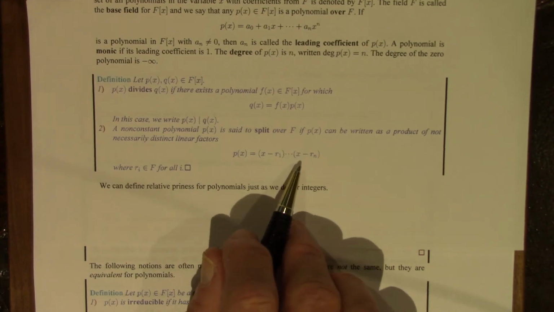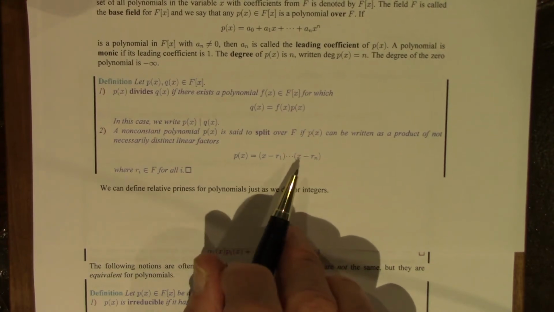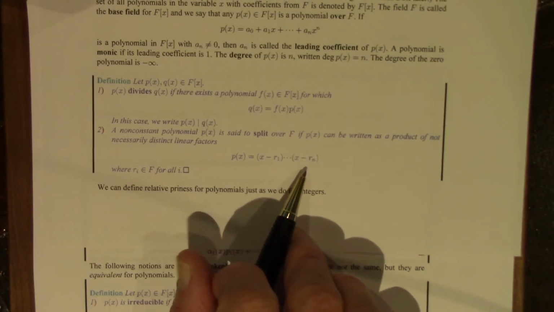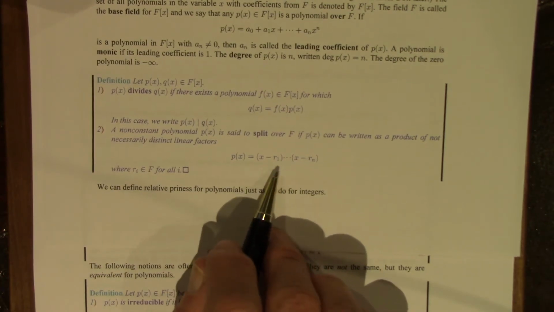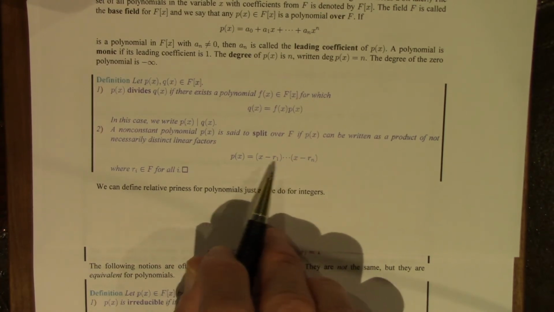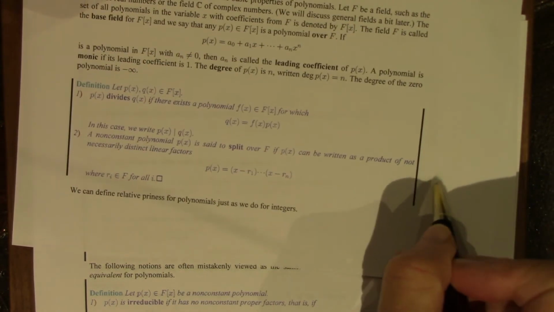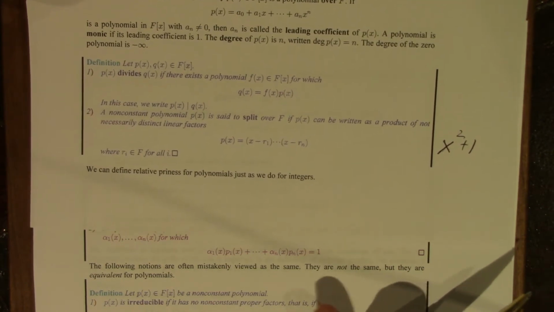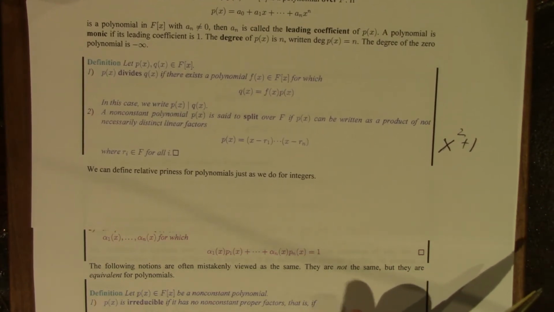So as you may know, all complex polynomials split over the complex field; they can be factored into a product of linear factors. Over the real field, that's not the case. X squared plus 1, for example, is a real polynomial, and it does not split over the real field. It splits over the complex field.